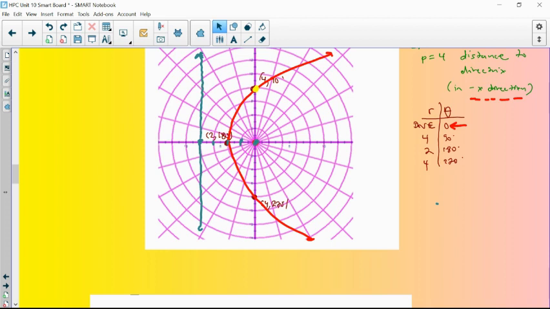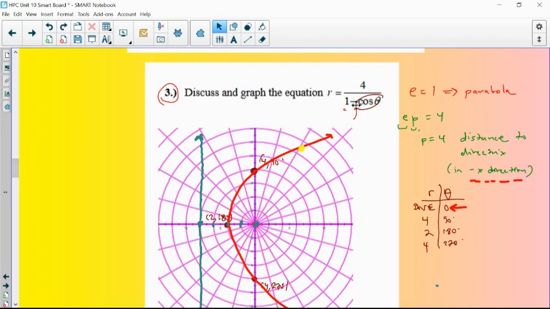It's also 4. It's a 1-to-1 ratio. No matter where you put this point and you measure it to the pole and to the directrix, you get a constant ratio of 1. So negative cosine doesn't tell us that it opens to the left. It tells us that the directrix is on the left. That's what that function is going to determine.